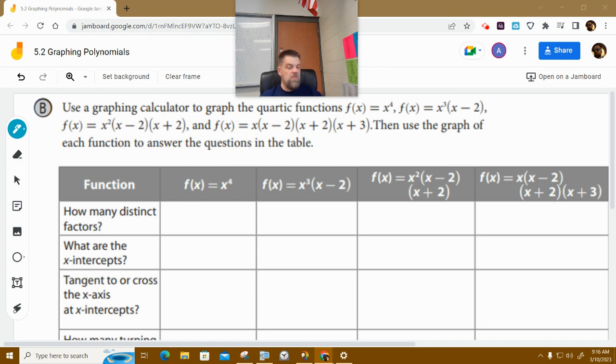Okay? So when we talk about factors, how many distinct factors does this first graph have?